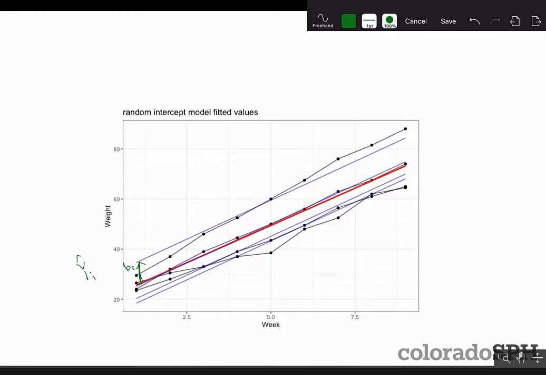However, let's say for this pig up here, the random intercept tends to be higher than the pig's values at the beginning of time in earlier weeks, and then lower than the pig's actual weight values in later weeks. So it's not a perfect fit.